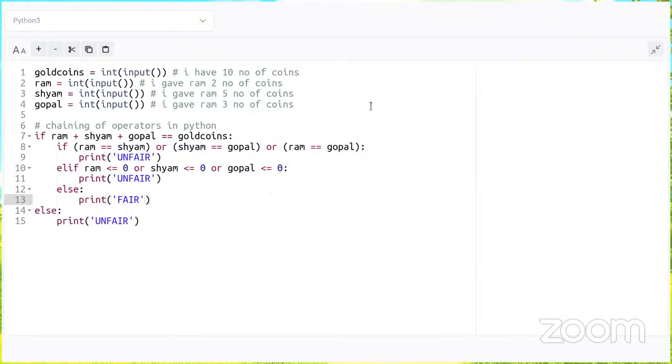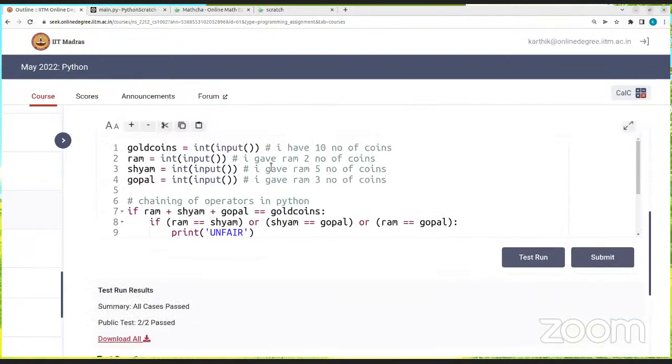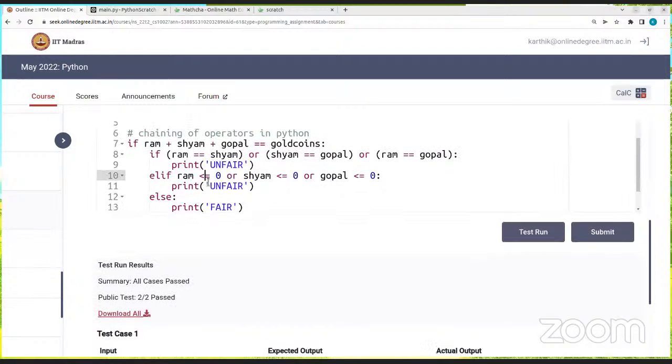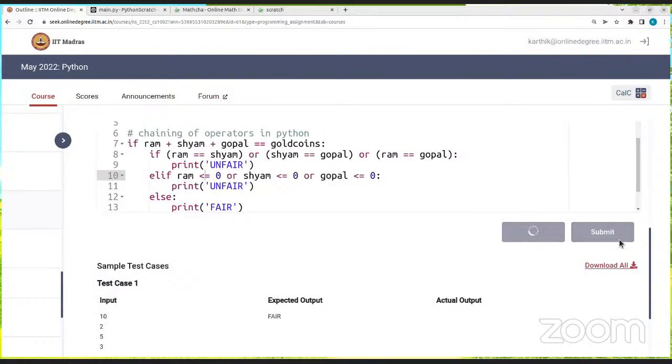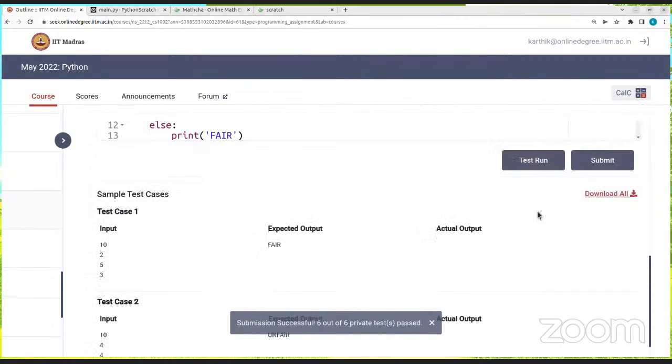It's passing, but see, the point is not whether it is passing all test cases or not. It will not pass all test cases because he has used less than or equal to 0 condition, but it will be not equal to 0, and all 3 of them should get a non-zero share, right? So they can't get a 0 share. So this less than or equal to is needed. So anyway, if you want to check, I'll check again. So 6 out of 6.